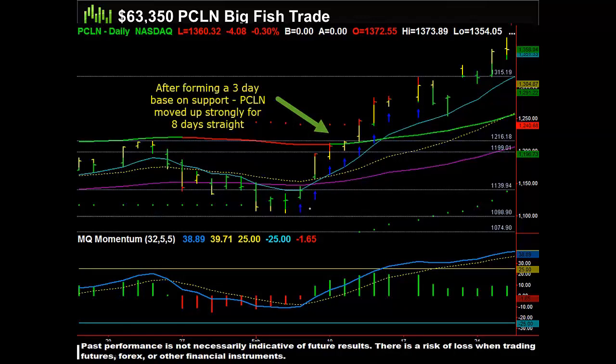But you cannot deny the strength of this daily up move right here. Okay, it formed a 3-day base back here early February, and then it moved up strongly for 8 days straight. 1, 2, 3, 4, 5, 6, 7, 8. Okay, even pushed to this MQ trend level resistance here. Momentum was very strong to the upside.